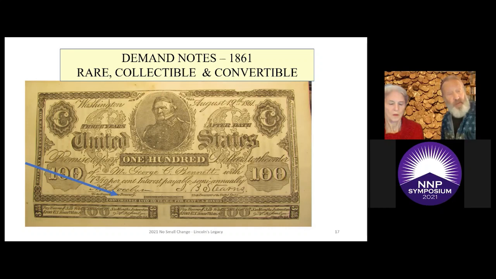As a matter of fact, there were a couple of stamps that were produced in the early 1900s featuring some of his work of the founding of America. J.B. Stearns sat in an office and just signed notes all day long in 1861.